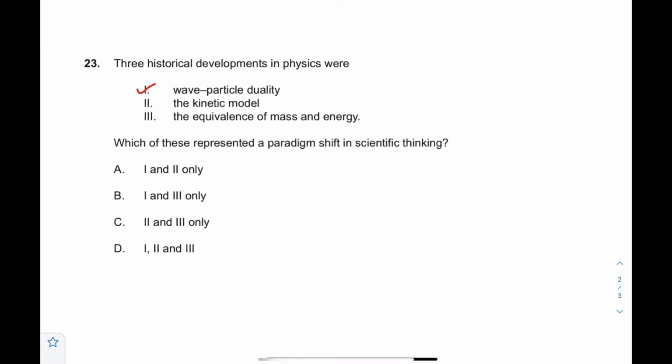The kinetic model of gas precedes it by a long way back. It's not that much of a historical development in physics. The third one is the equivalence of mass and energy. It's pretty obvious. It's the work of Albert Einstein that energy and mass are equivalent, and it paved the way for much more complicated branches of physics. So that means 1 and 3 will be the correct option, and the option is option number B.